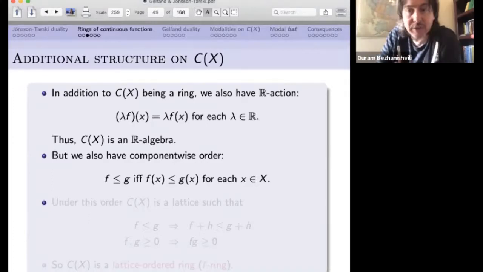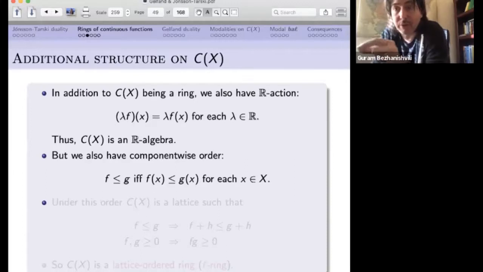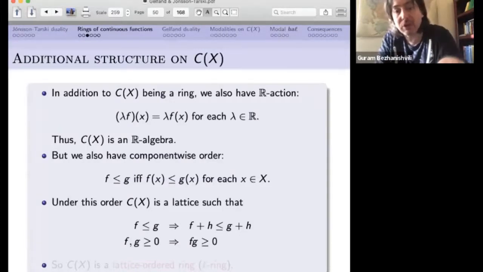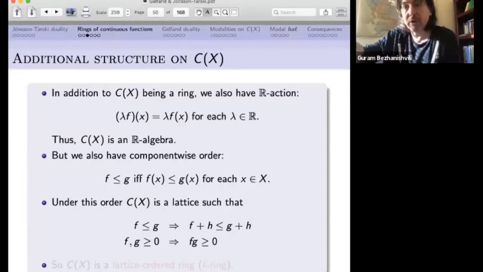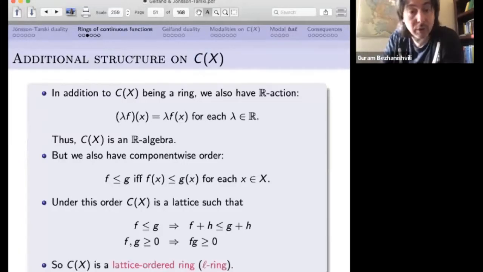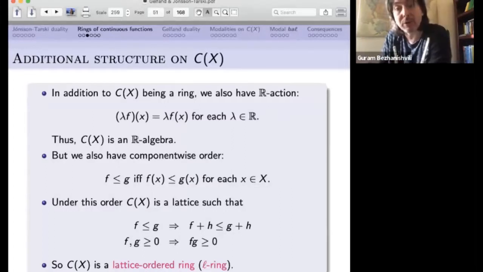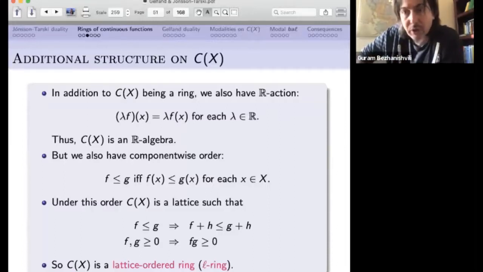And what is this lattice order? This lattice order is also component-wise, because on real numbers you have an obvious less-than-or-equal order, and you can lift that to C of X. This order behaves well with addition and multiplication, meaning that if you pick two functions which are positive and multiply them, the product stays positive. And if you take two functions, one underneath the other, and add another function, then adding this function preserves the less-than-or-equal relation. So the additional structure that you can put on C of X is this lattice-ordered structure, which works well with your ring structure. And these in the literature are called L-rings.